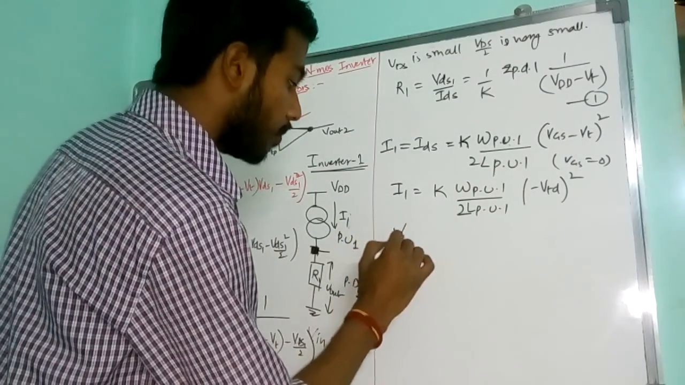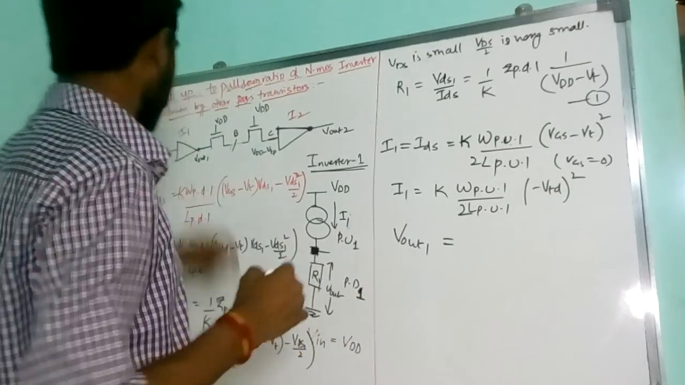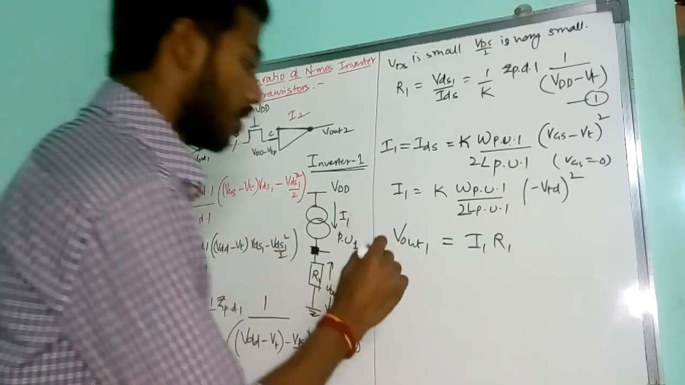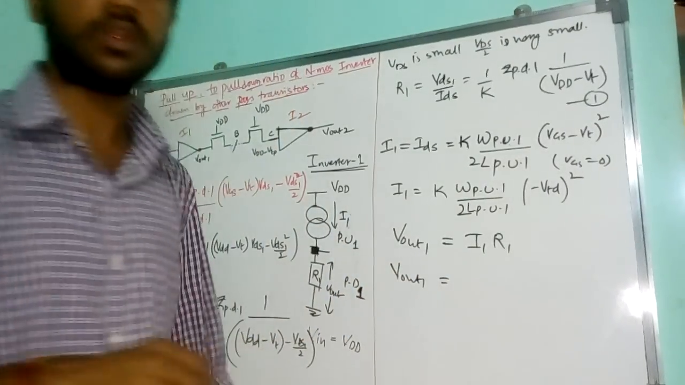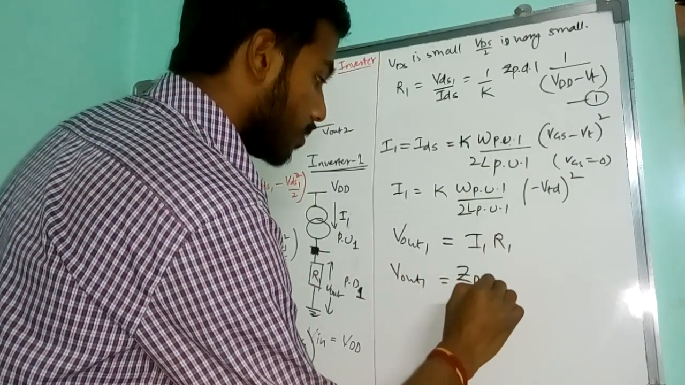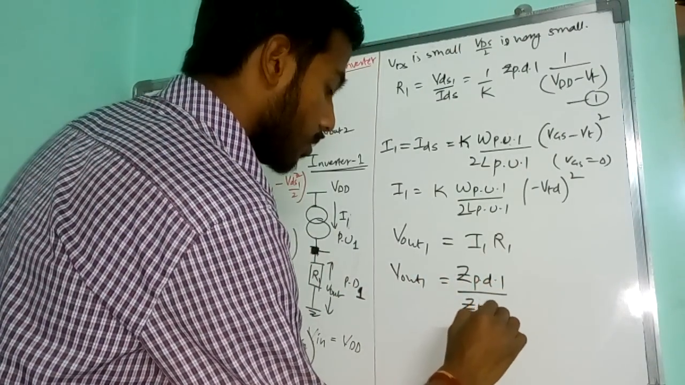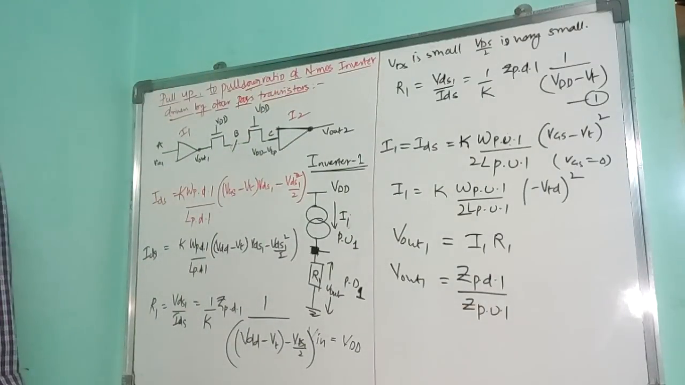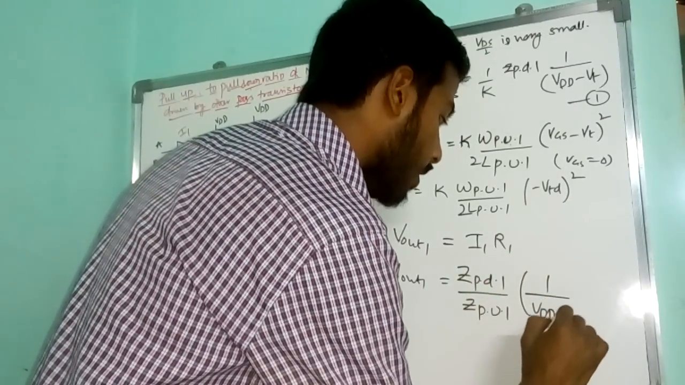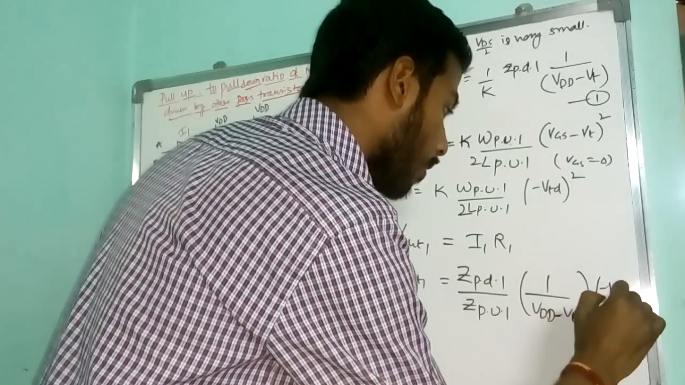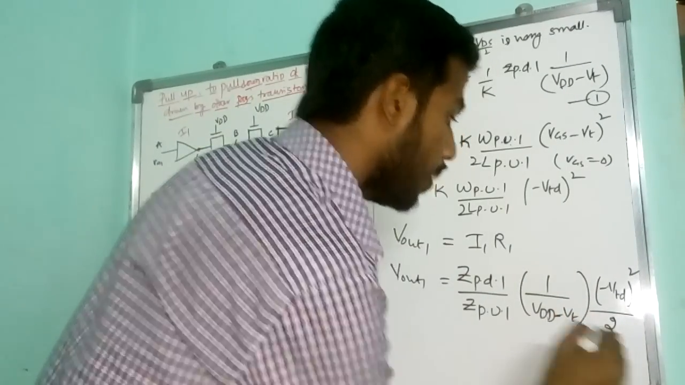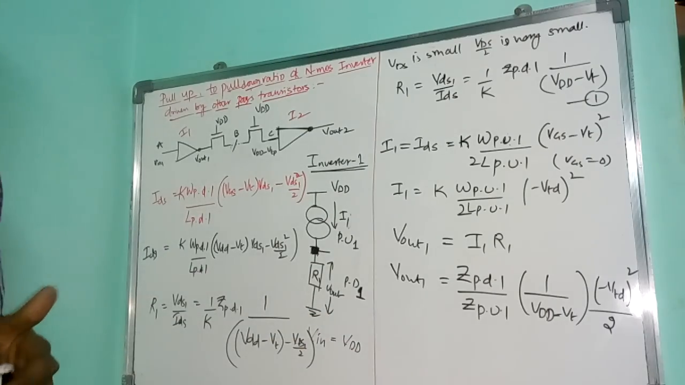So overall my Vout1 will be I1 into R1. If we do this, we get Vout1 as Z PD1 by Z PU1 into 1 by VDD minus VT into minus VTD whole square by 2. This will be my Vout1.